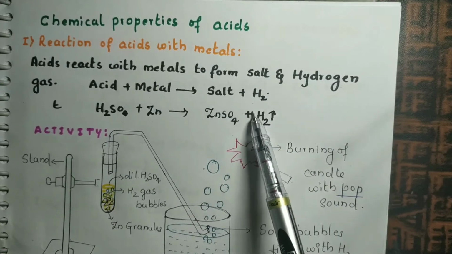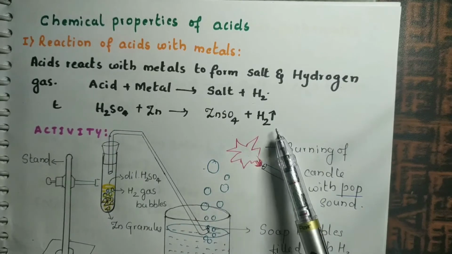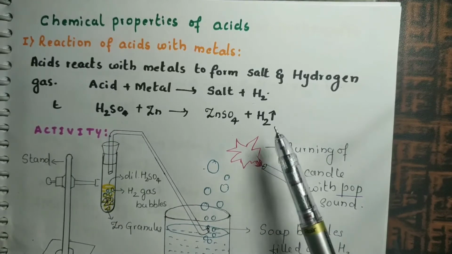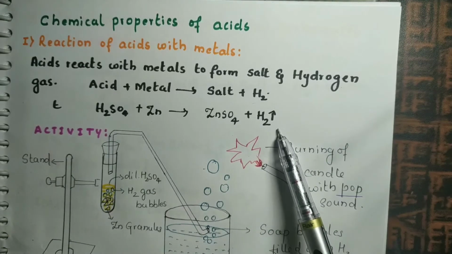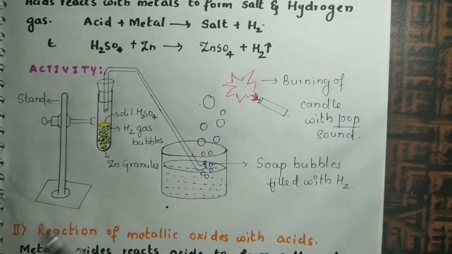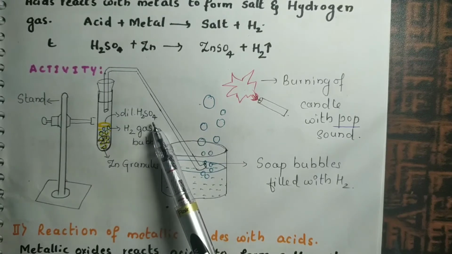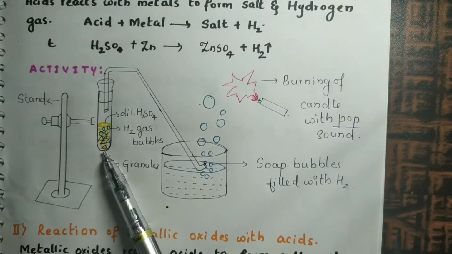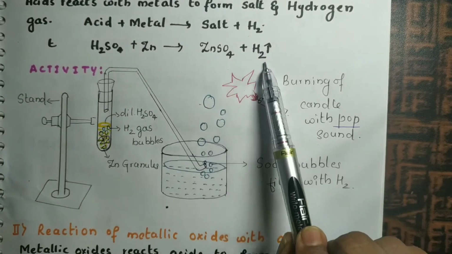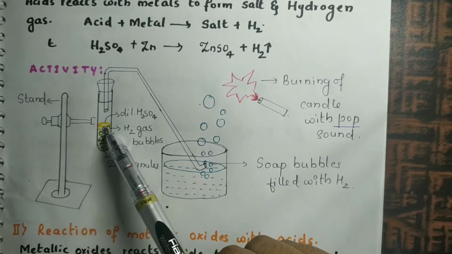So the release of hydrogen gas is seen here, but how do we know that hydrogen gas is released? How to identify that? For that we will do a small activity to identify the liberation of hydrogen gas. In this we are taking a test tube in which we have poured dilute H2SO4, that is sulfuric acid, and some zinc granules. When they both react, it forms zinc sulfate and also hydrogen gas. So whatever gas is released is hydrogen.